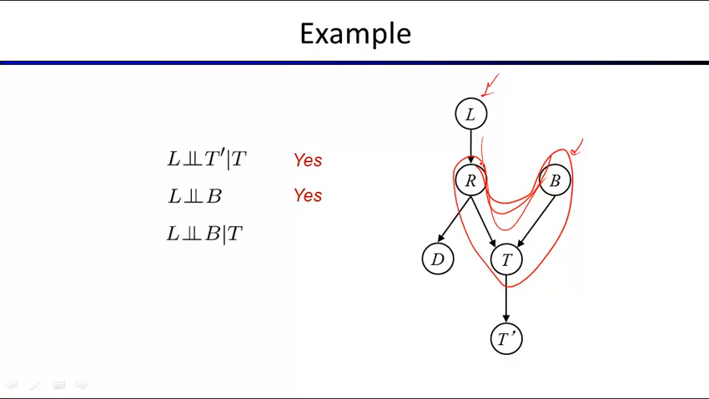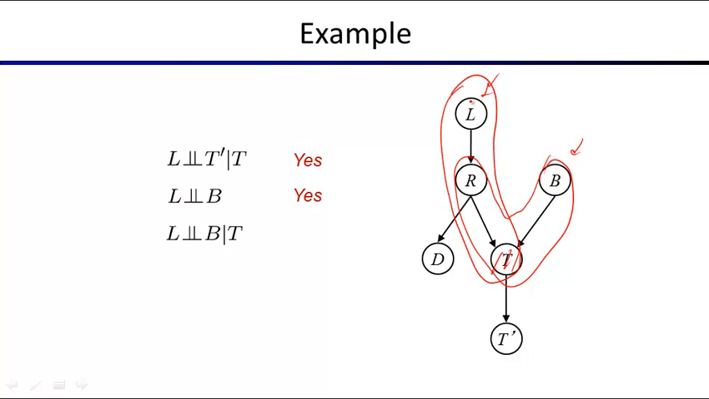Now, what if we observe T over here? Well, we're just studying that triple here, right? This triple here becomes now active. The next triple along the path here. Is that active or inactive?